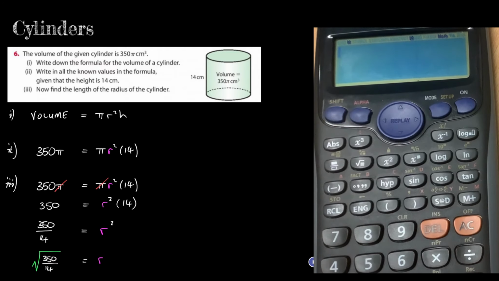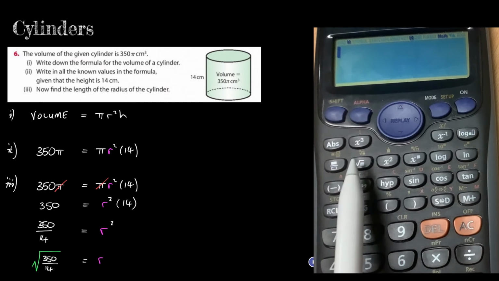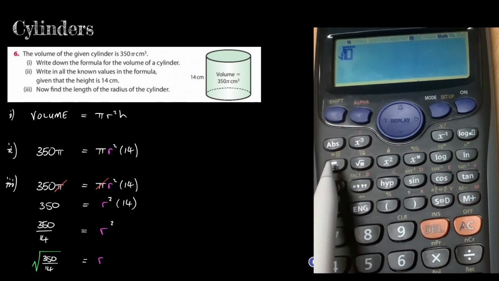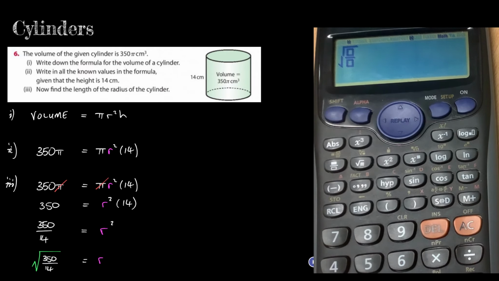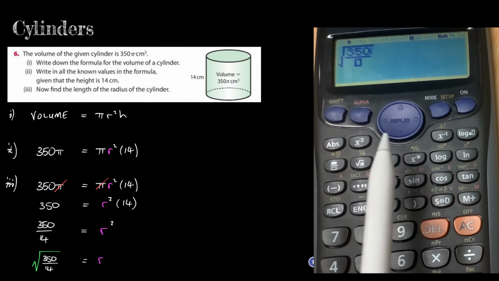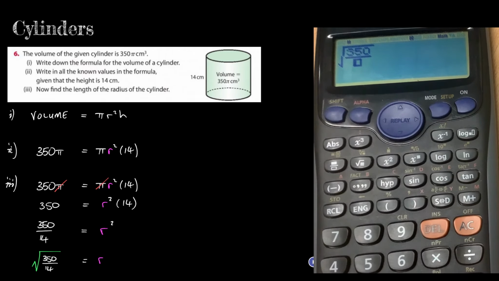If we type that into the calculator, you start by clearing your calculator. Press the square root button, press the fraction button, press 350, come down and press 14. Bring that out, press equals. So our answer here is that r will be equal to 5. Okay, so we'll just write that in. So the answer there is 5 centimeters. Just highlight that there.